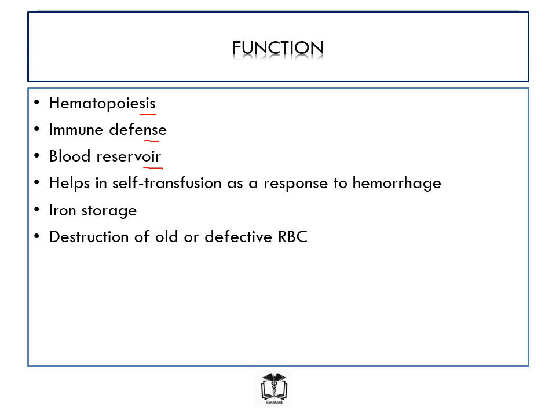The spleen also serves as a site of iron storage, and finally, it is particularly involved in the destruction of old and defective red blood cells. So red blood cells that have lived a complete span of 120 days will be destroyed by the spleen.